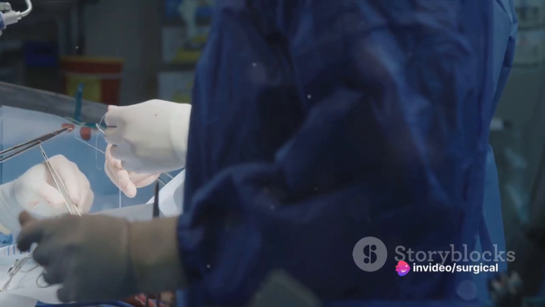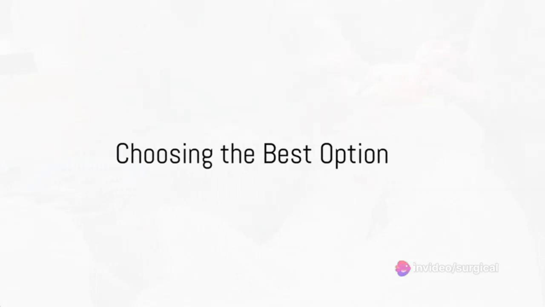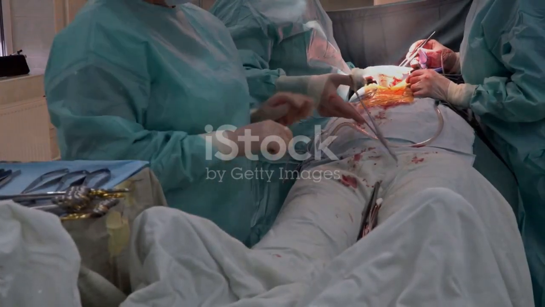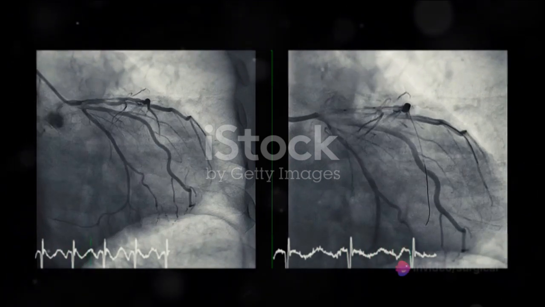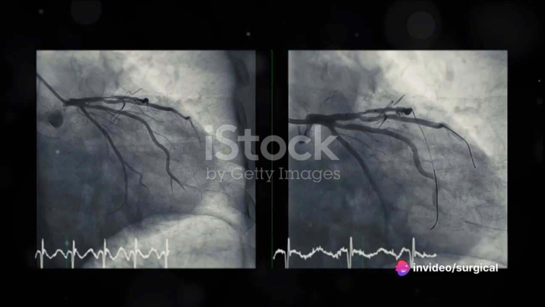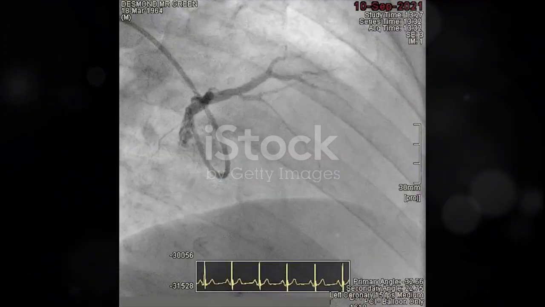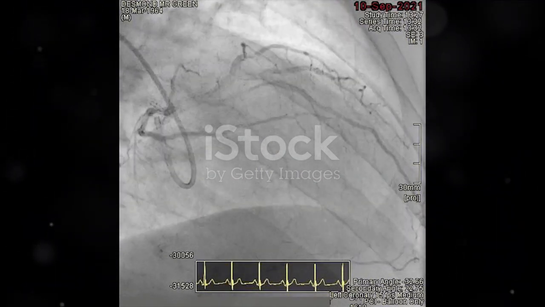Recovery from CABG typically involves a longer hospital stay and a more extended period of rehabilitation compared to stent placement. However, some patients may prefer the less invasive nature of stent placement and the quicker recovery time it offers. So, how do you and your healthcare provider decide which treatment option is best for you? It's a question that warrants thoughtful consideration. Choosing between coronary artery bypass grafting and stent placement is not a one-size-fits-all decision. It is a choice that should be individualized based on a comprehensive evaluation of your unique health circumstances.